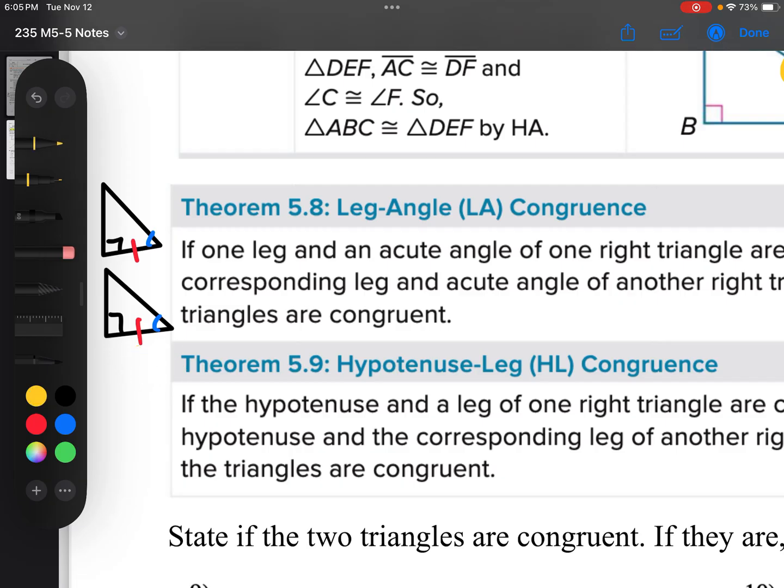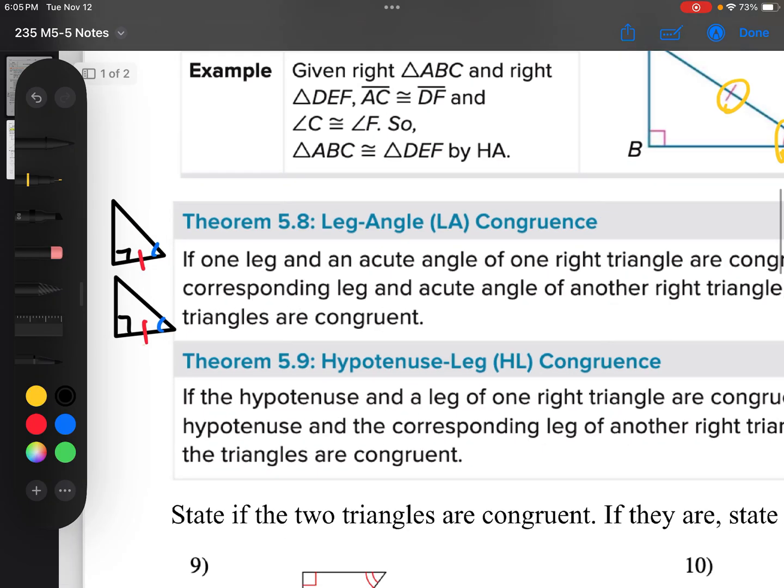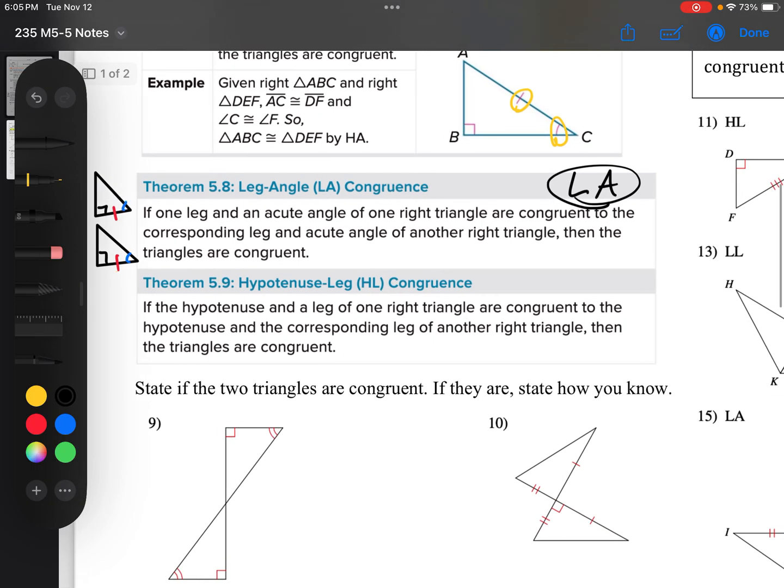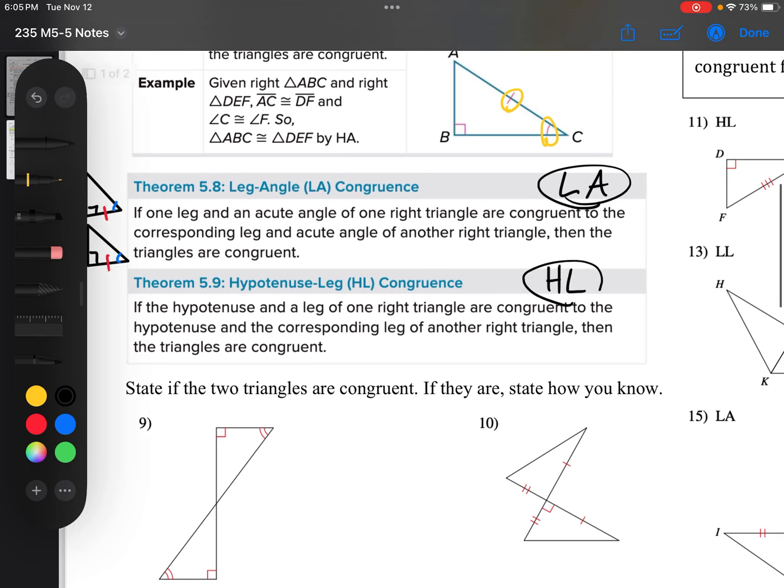In terms of right triangles though, we use these congruences. So try to stay away from the old ones that we've used. And for right triangles specifically, we're going to use these. So leg angle is a congruence. We also have hypotenuse leg. This is my favorite and the most common one.